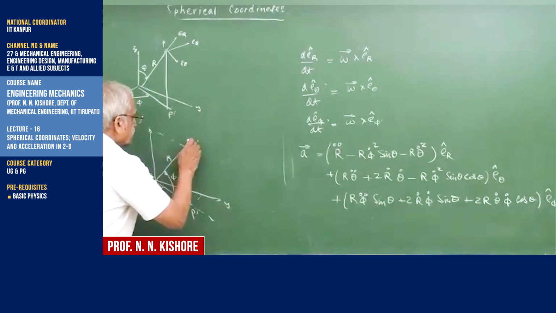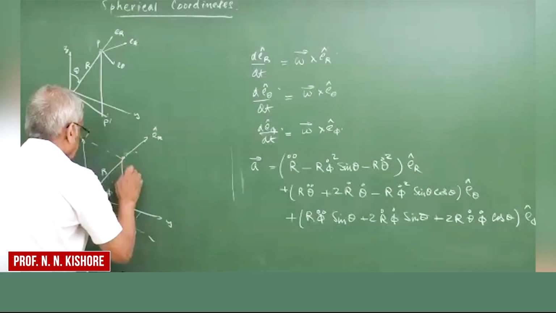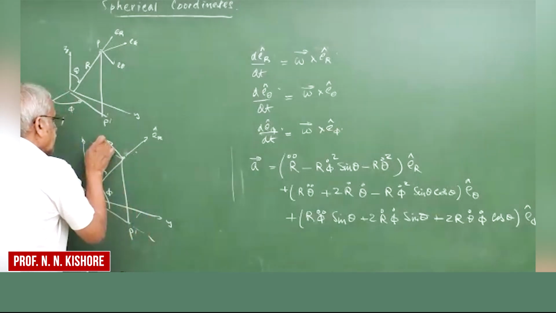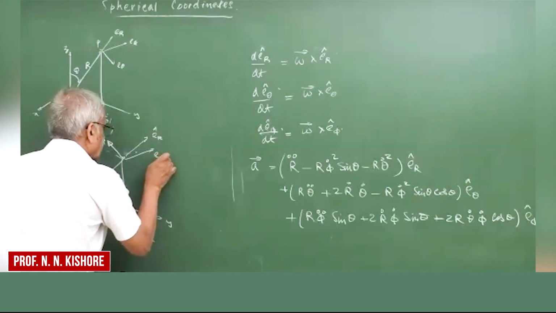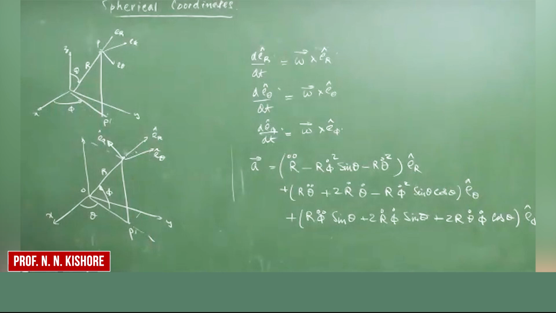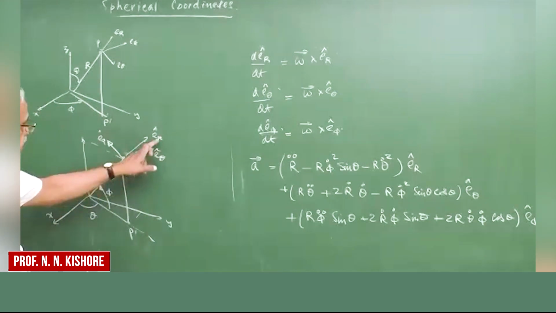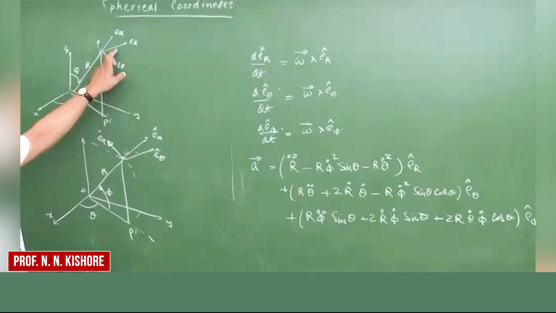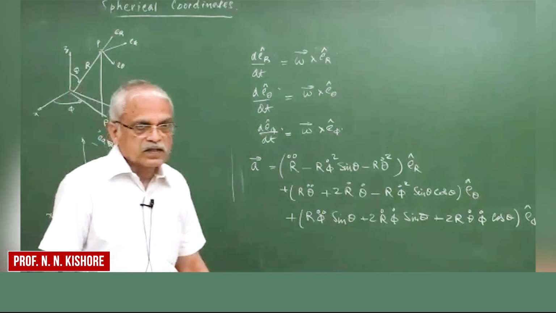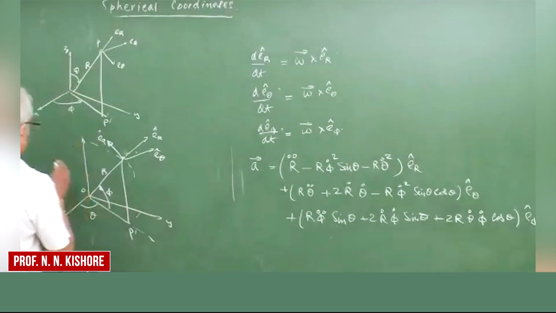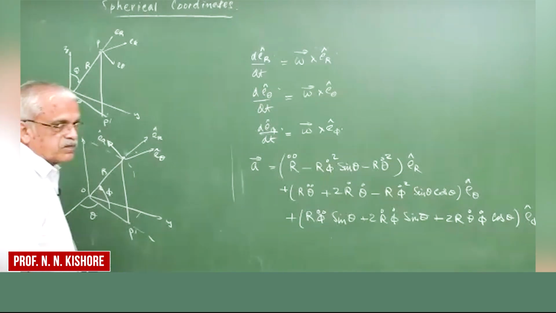So accordingly, this is e_r, and P is increasing this way. The triad e_r, e_theta, e_phi will look like this, whereas here they look like this. Meriam did not give you a detailed treatment, but he followed this one. He just gave some expressions. So please be careful whichever convention you follow.